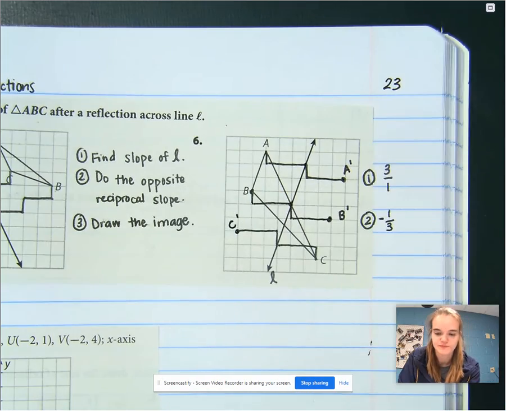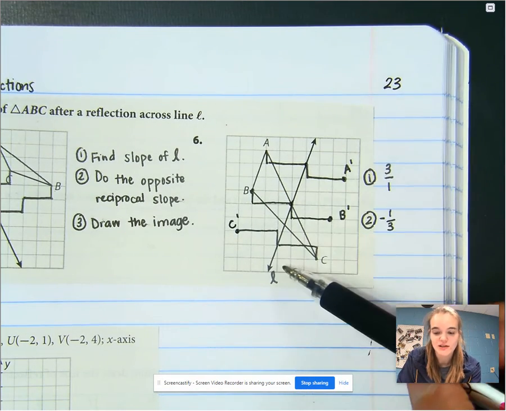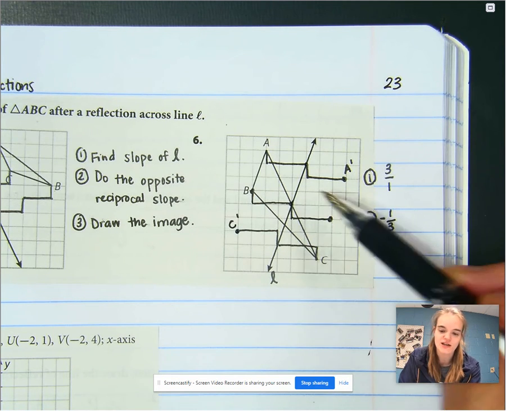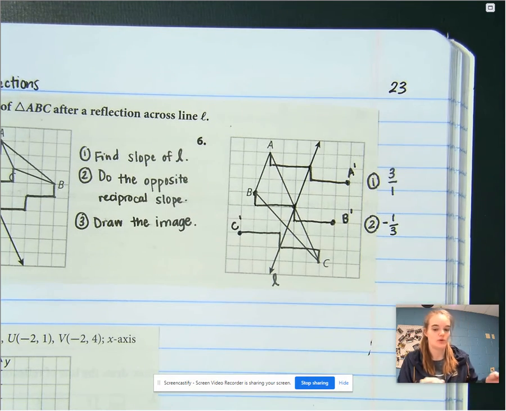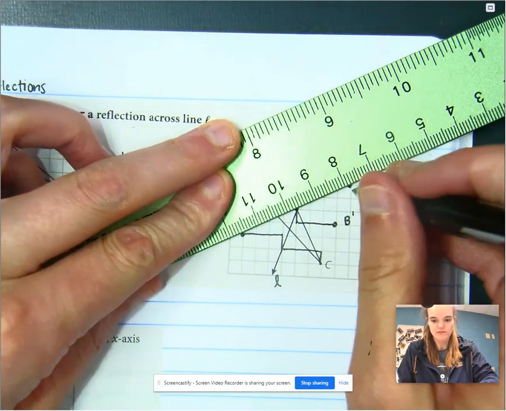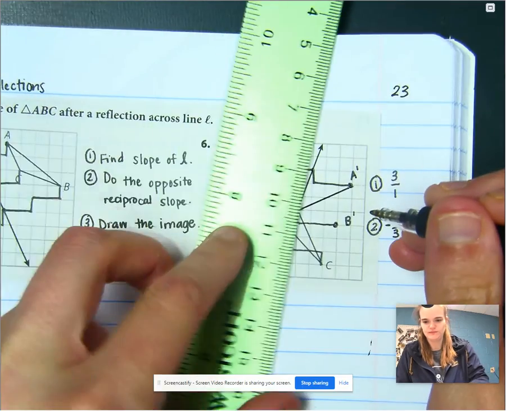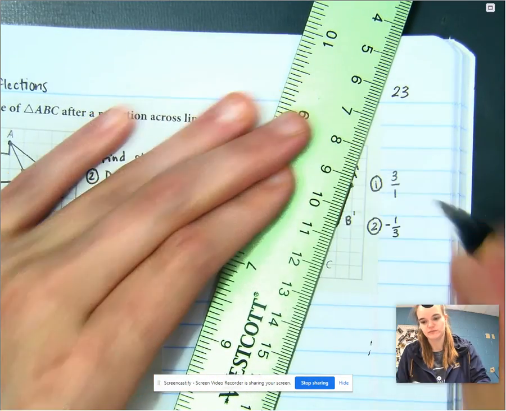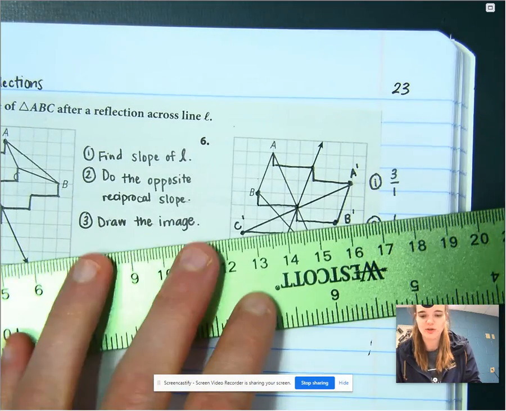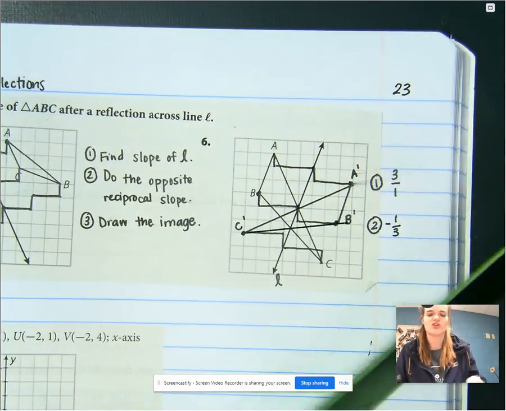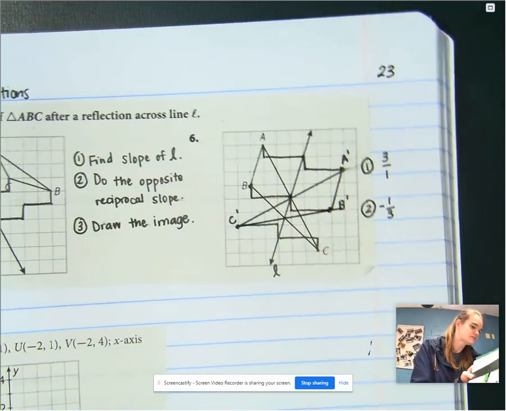C prime. Since the line is right through the shape, you're going to have some points on this side and some points on that side. We're going to use our straight edge, and we're going to shade it in. Yes, it looks very messy, which is why you have to label everything. It's also why shading is a good idea.